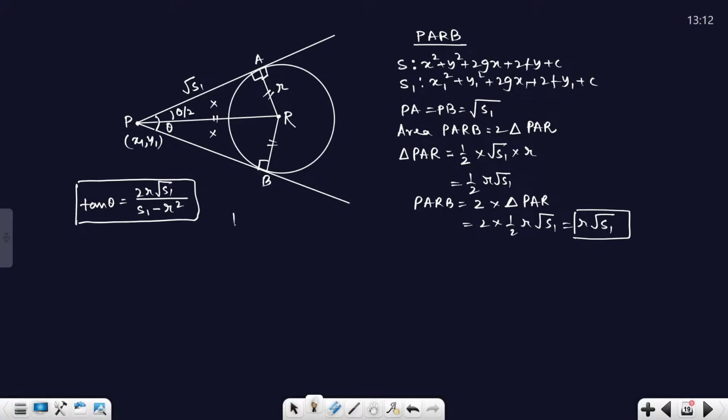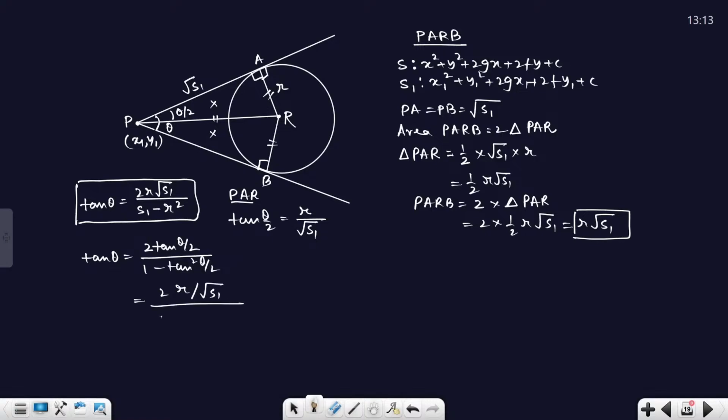And please tell me, what is tan theta by 2? From the triangle PAR, look at it carefully. From the triangle PAR, tan theta by 2 is perpendicular by base. So tan theta by 2 is R over root S1. Is it clear? Now, what is tan theta? Tan theta is basically 2 tan theta by 2 divided by 1 minus tan square theta by 2. So simply replace the value of tan theta by 2. It's R over root S1 divided by 1 minus R square by S1.